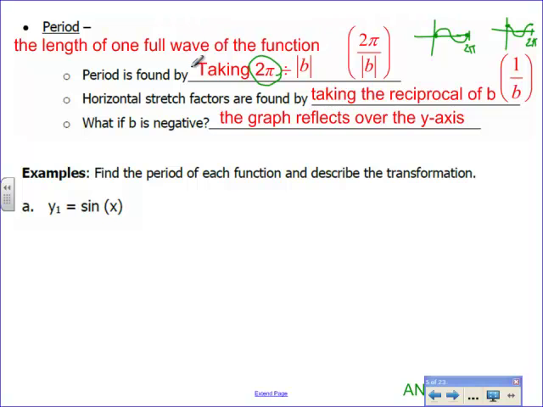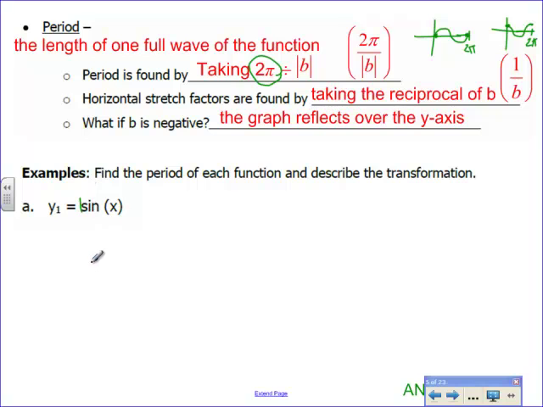So you calculate period by doing 2 pi divided by absolute value of B, which means that the horizontal stretch or shrink factor is going to be found by taking the reciprocal of B, because you are dividing by B instead of multiplying. What happens if B is negative? Well, that means the graph will reflect over the y-axis, because again, you'll have a negative inside. Find the period of each and describe the transformation in this next set of examples.